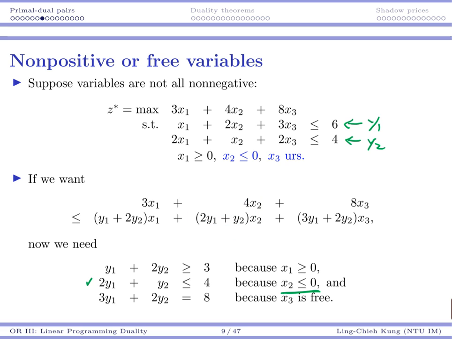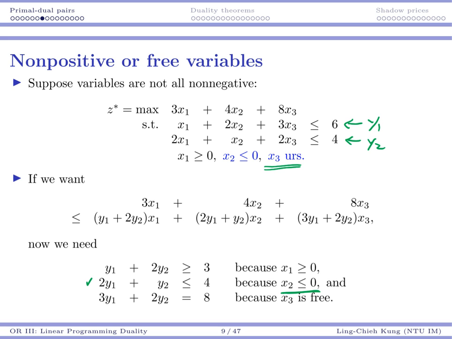And then lastly, your x3 is unrestricted in sign. Okay? If your x3 can be positive or negative or 0, if you want to make sure that the second expression is an upper bound of the first expression, you need to make sure that your 3y1 plus 2y2 must be exactly 8. Otherwise, if this number is greater than 8, it's possible for me to make x3 very small, a negative number, to reverse all the things.